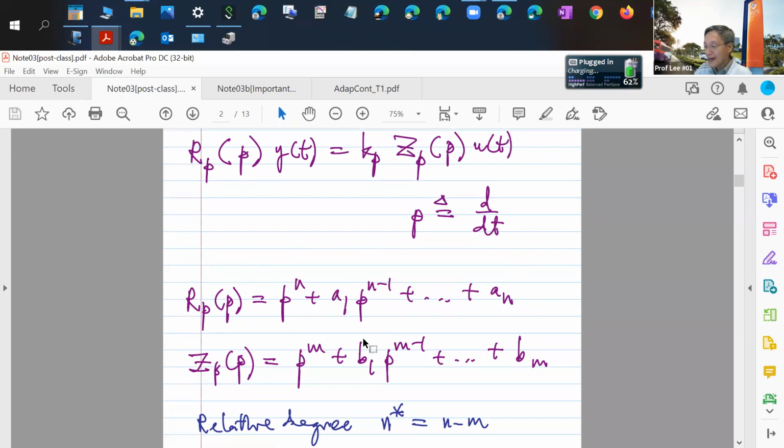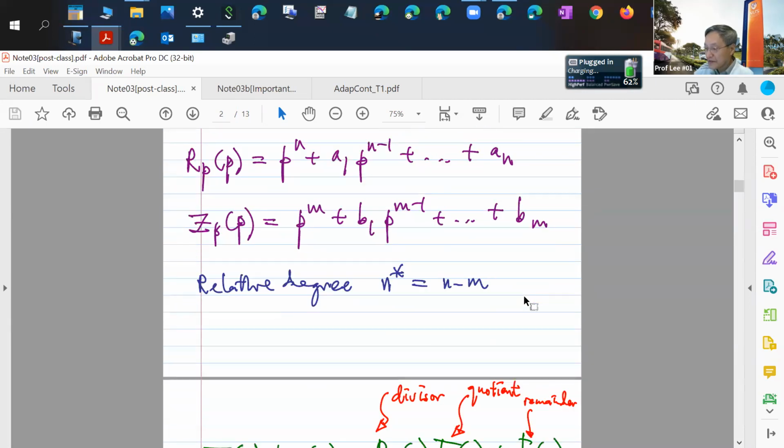Then we said there's a fancy name given to this type of polynomial where the leading coefficient is 1. We call them monic polynomials. This is always possible to do because we pull out a number called Kp. As you pull out this number Kp, clearly you can write it in this form. Then we also label the integer n star, which is n minus m, called the relative degree.